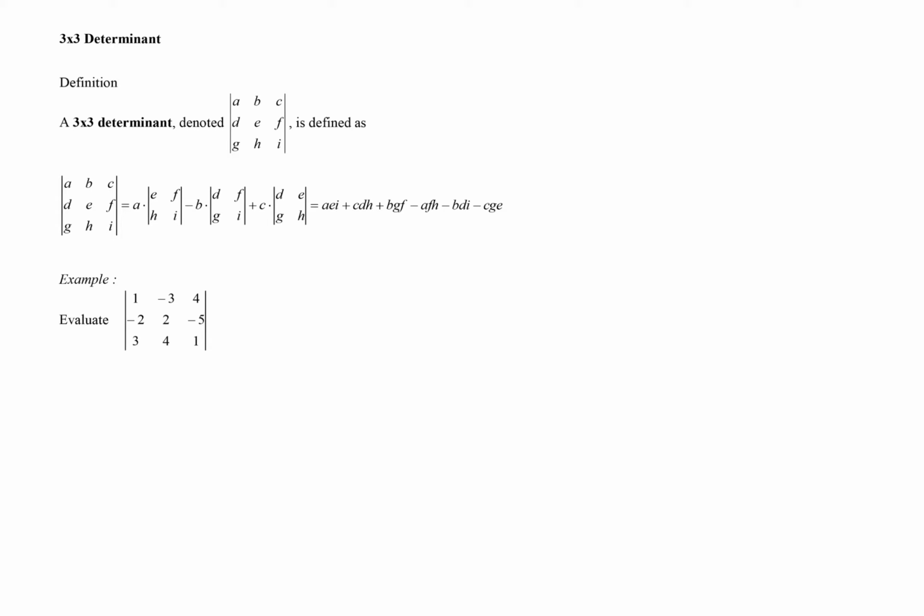Let's do an example. We have a determinant where the numbers are, in the first row, 1, negative 3, 4, in the second row negative 2, 2, negative 5, in the third row 3, 4, and 1. So we'll start with the first entry in the first row and the first column, which is 1. So that's going to be 1. And we multiply this 1 by the determinant obtained by crossing out the column 1 is in and the row. And that determinant is going to be 2, negative 5, 4, and 1.